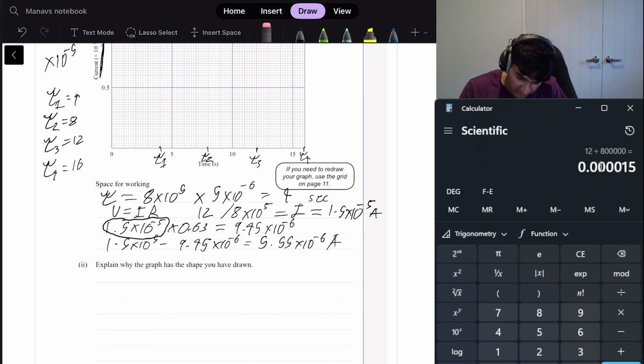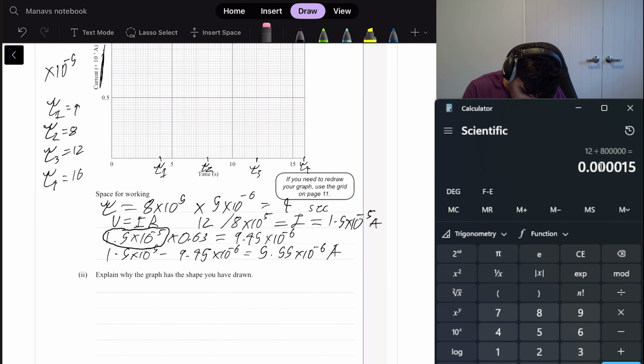So 5.5 times 10 negative 6, that's about 0.5 on the graph. Oh, where's my map? Right there. Okay, and then we kind of just repeat this process. You can see this. Okay, let's go do it right here.